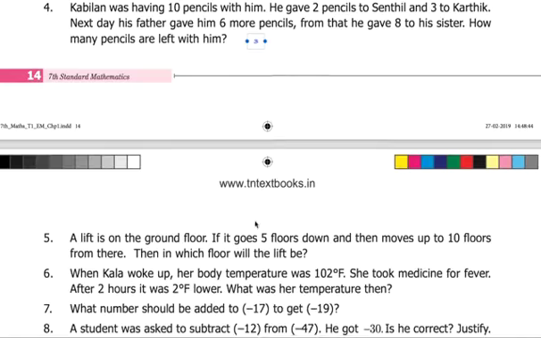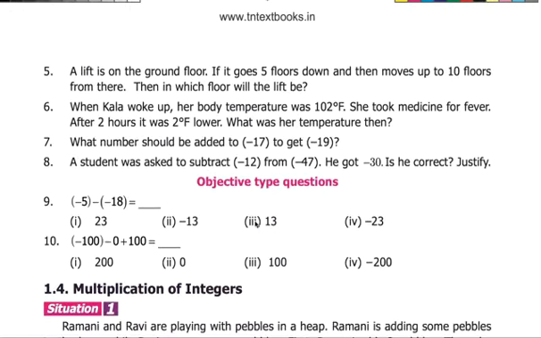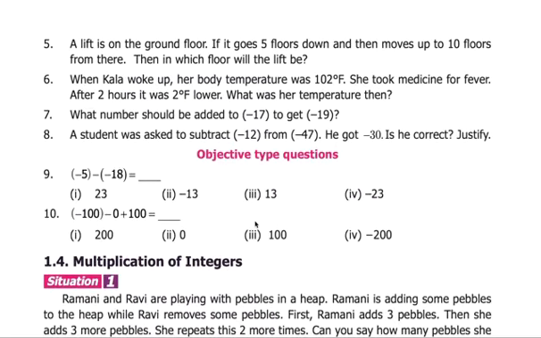A lift is on the ground floor. If it goes 5 floors down and then moves up 10 floors from there, then which floor will the lift be? Fifth floor.